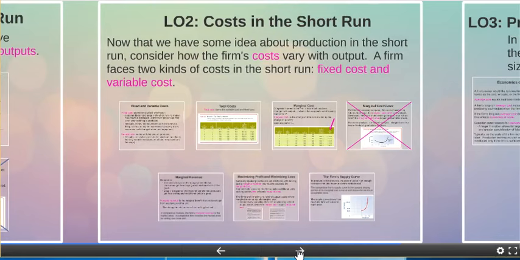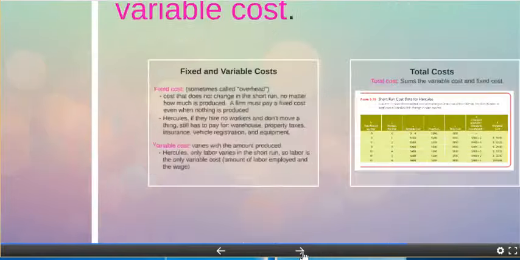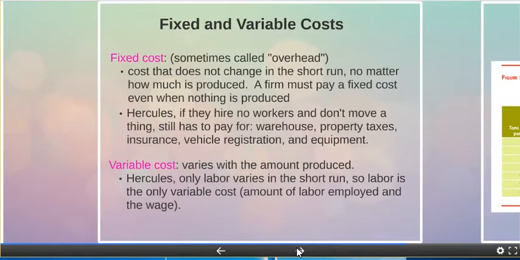Learning objective 2, costs in the short run. Now that we have some idea about production in the short run, consider how the firm's costs vary with output. A firm faces 2 kinds of costs in the short run, fixed cost and variable cost. Fixed is sometimes called overhead. It's a cost that does not change in the short run, no matter how much is produced. A firm must pay a fixed cost even when nothing gets produced.